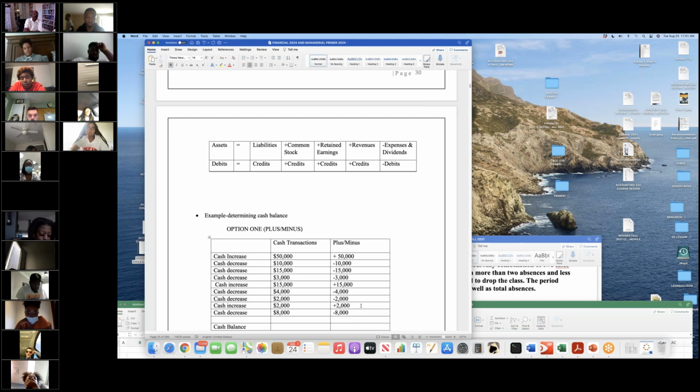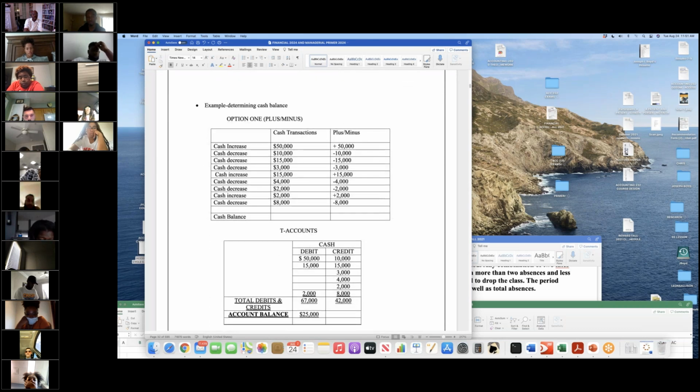You see once again now why we use debits and credits also. When cash is coming in, when it's a plus, it's a debit, and when it goes out, minus, credit. We can go here and say, okay. Anytime cash came in, we put on this side, 15 and 2. Anytime cash went out, we put it on the credit side. We add the debits, we add the credits, and that gives us our account balance.